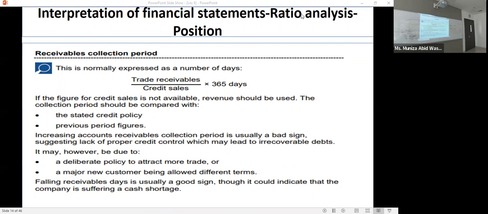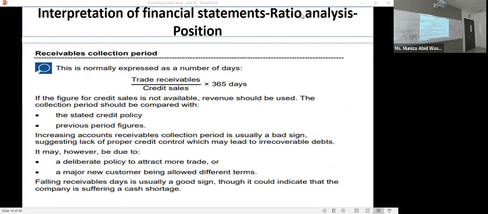Okay, the formula for the receivables collection period is trade receivables divided by credit sales multiplied by 365. So it will be telling you how many days the organization is normally taking to collect back its debts from the receivables. The more the days are, the lesser credit control department efficiency is there. What is the credit control department? The department whose objective is to control the credit of the organization, to collect back the debts which are due from the receivables.